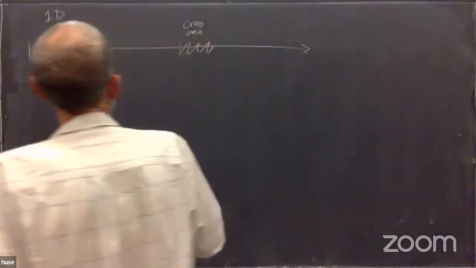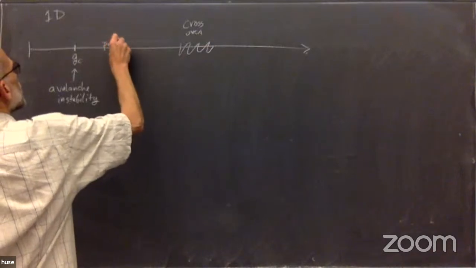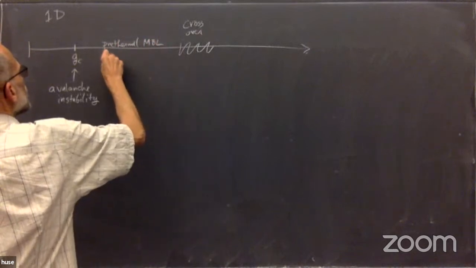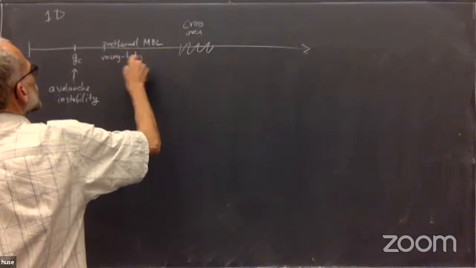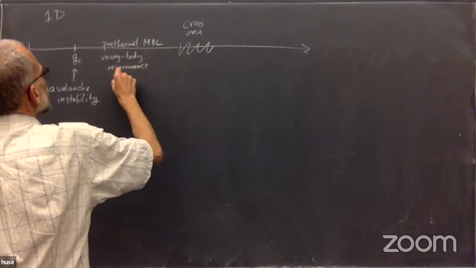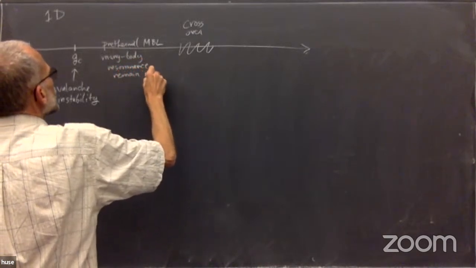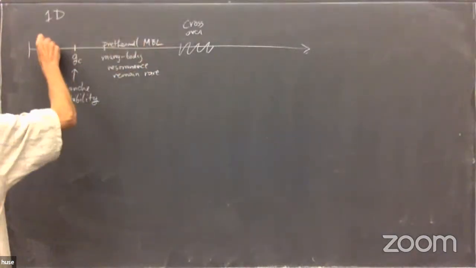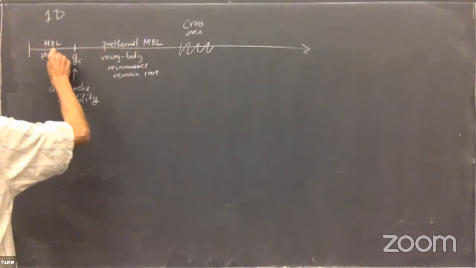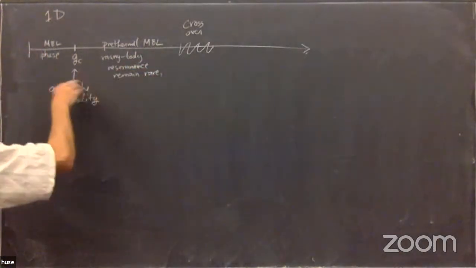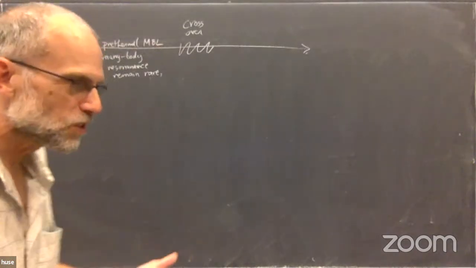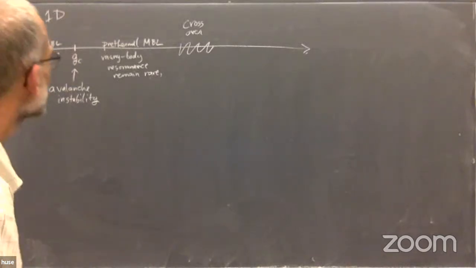Okay, so here we have this pre-thermal MBL. Here the many-body resonances remain rare. So they're there all through the MBL phase, but they're rare. But the system is unstable ultimately to the avalanche in here. But if we're looking at a particular L, the system is too small to have undergone that instability yet.